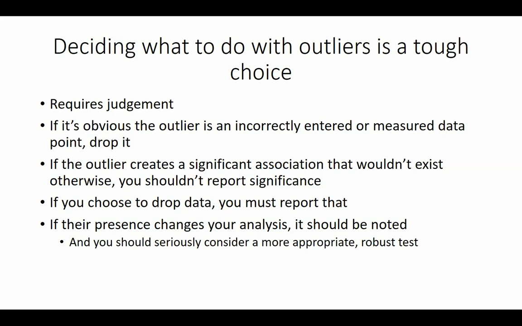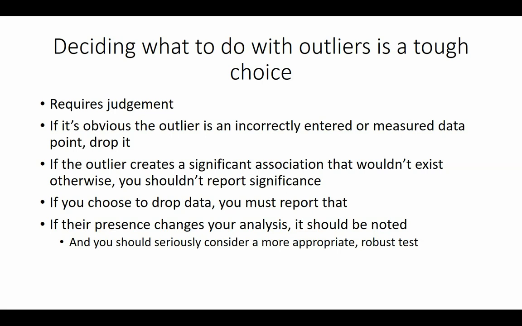For example, if it's obvious that your outlier is actually a wrong measurement, something that was incorrectly entered or a mistake, then you should drop it, of course. If the outlier creates a significant association that otherwise wouldn't exist, then I think it would be dishonest to report significance in this case, because clearly everything is just dominated by a single outlier.